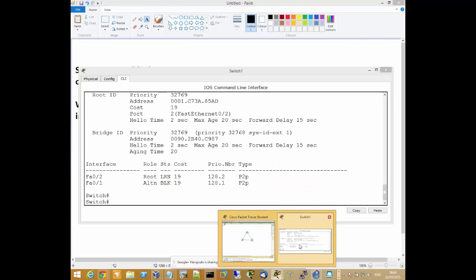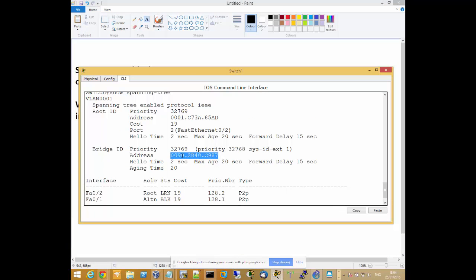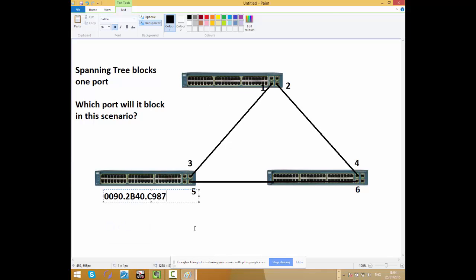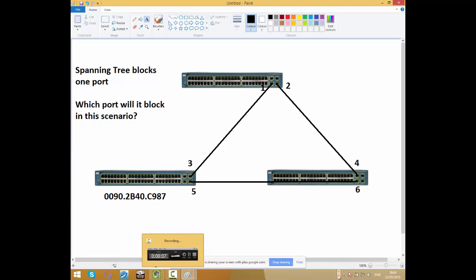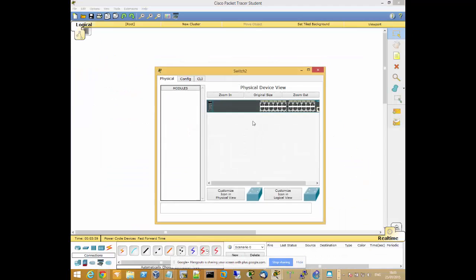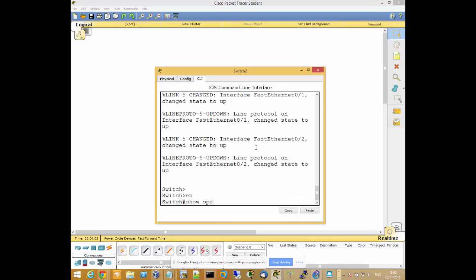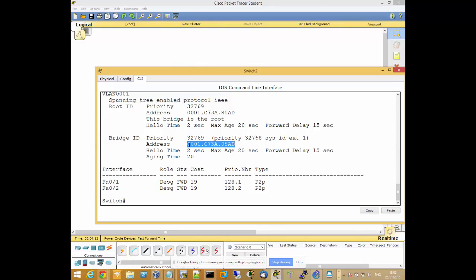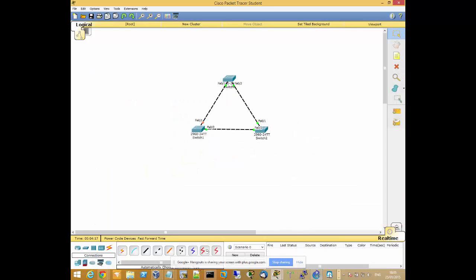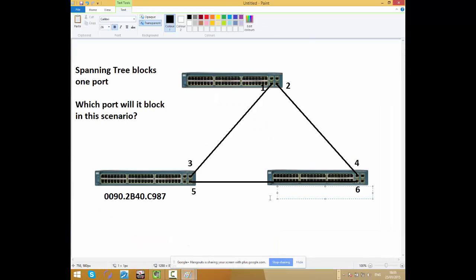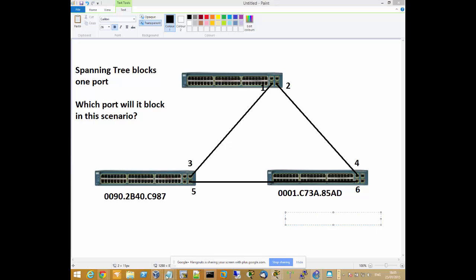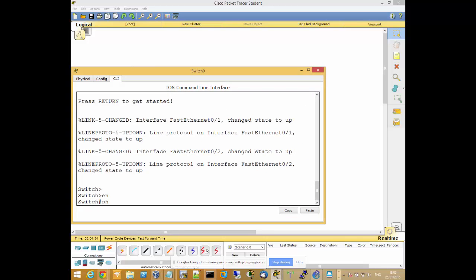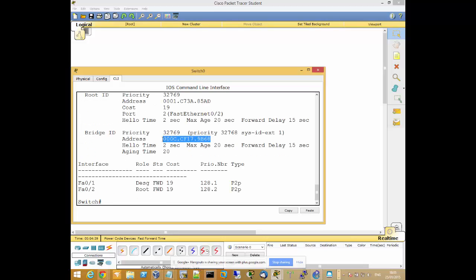Let's go get the MAC address from the switches. So here's the MAC address of this switch. Let's copy this and go here. So this is the MAC address for this one. Let's go get the MAC address for the other one too. So that's the MAC address for this one. And let's get the MAC address for the last switch. We need its MAC address.